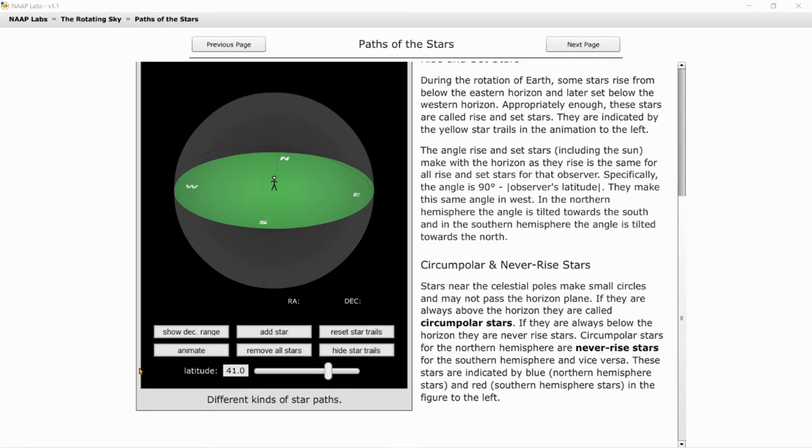All right, so to see what this is talking about, let's add a few stars here. I don't know, let's try to add 10 and see what happens. 1, 2, 3, 4, 5, 6, 7, 8, 9, 10. All right, let's animate this and let's see what happens.